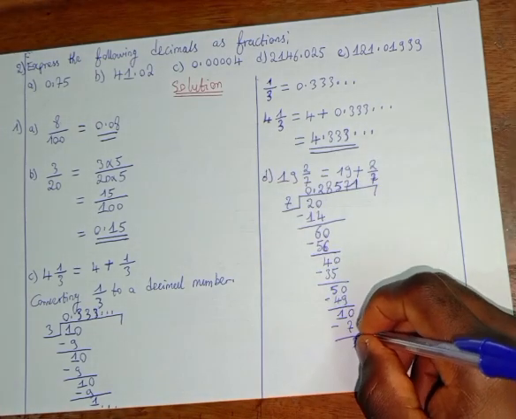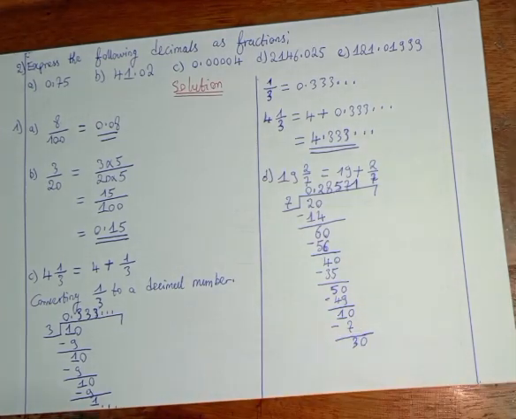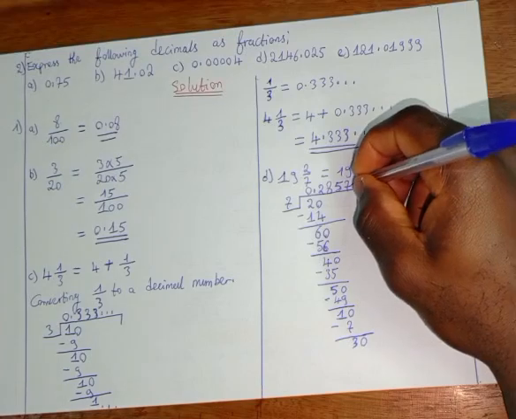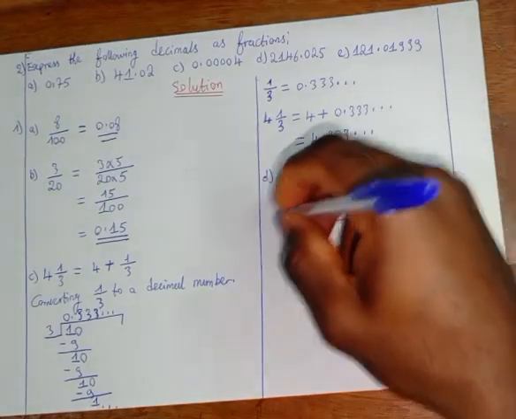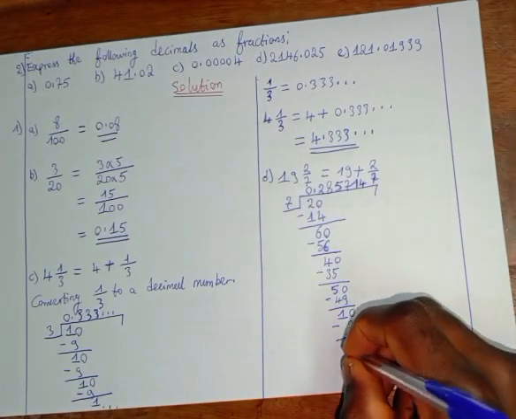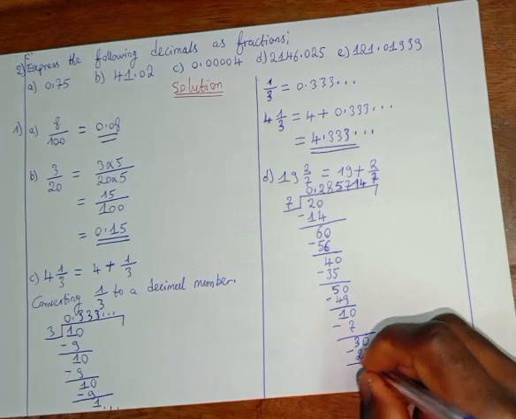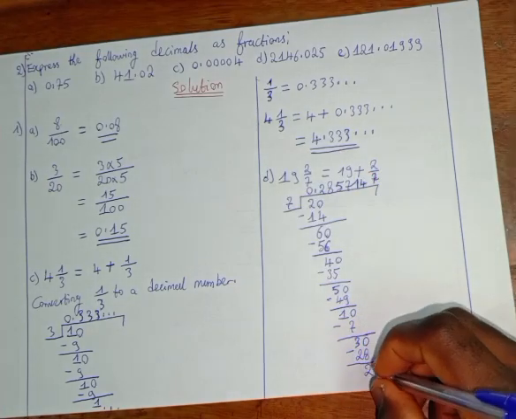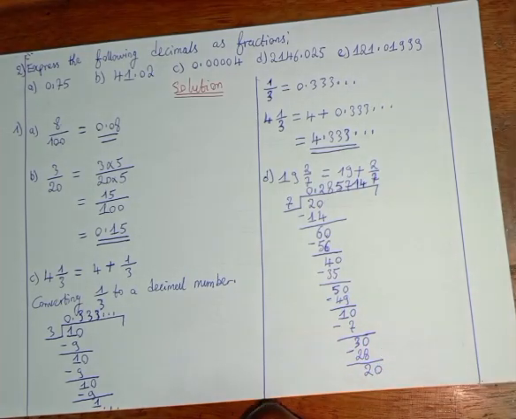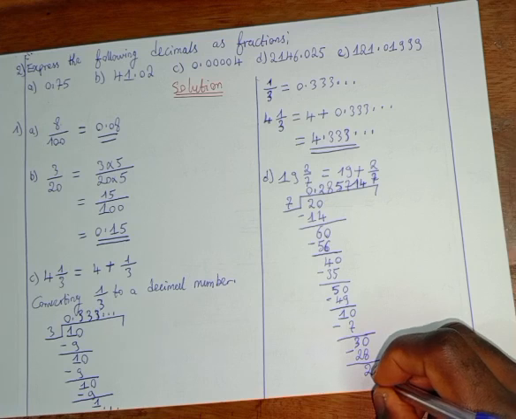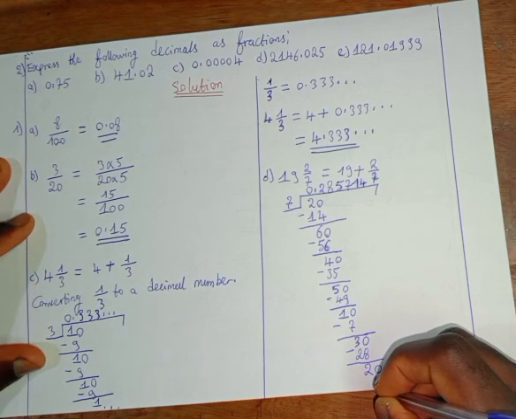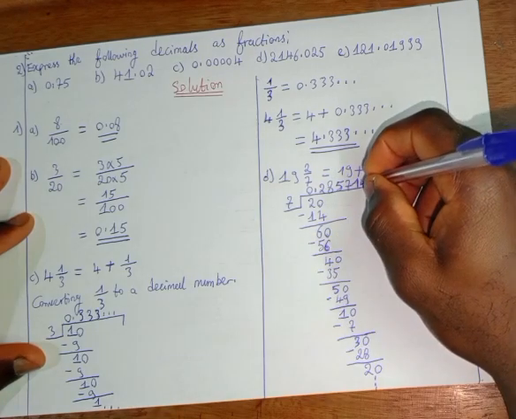3 is less than 7. We attach a 0. It gives us 30. If we divide 30 by 7, it gives us 4. 4 times 7 gives us 28. If you subtract, 30 minus 28 gives us 2. 2 is less than 7. We are going to attach a 0. So you see that it continues. I'll put 3 dots. And I'll put 3 dots here.